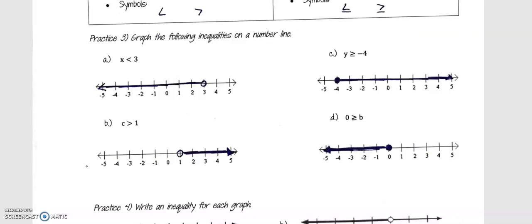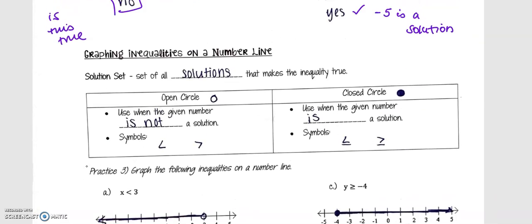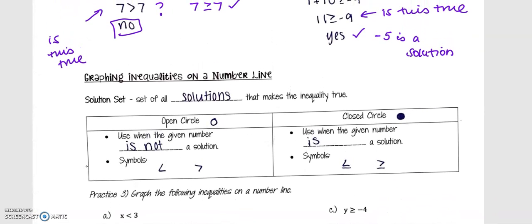And then the last thing we're going to do in this section is practice graphing. So it says a solution set is a set of all solutions that make the inequality true. When we graph these on a number line, there's a notation that we need to be familiar with, whether we do an open circle or whether we do a closed circle.